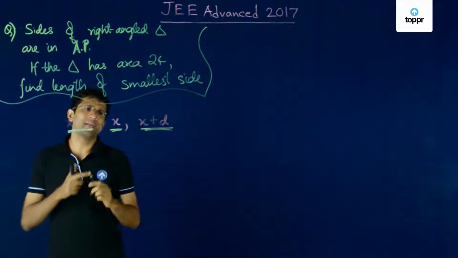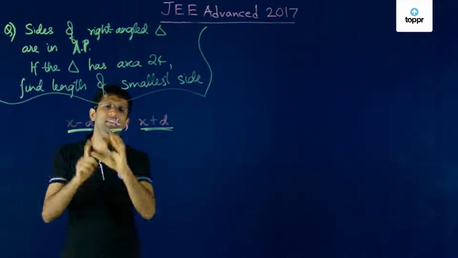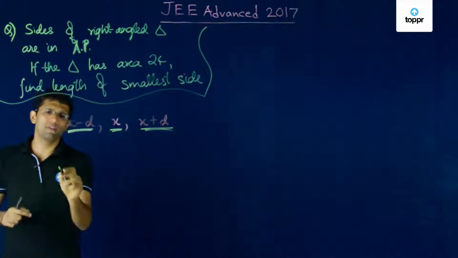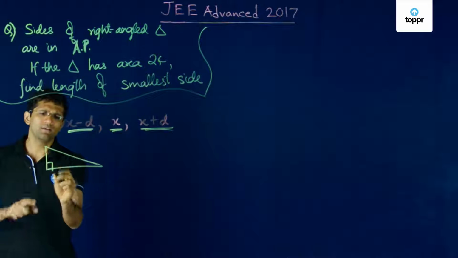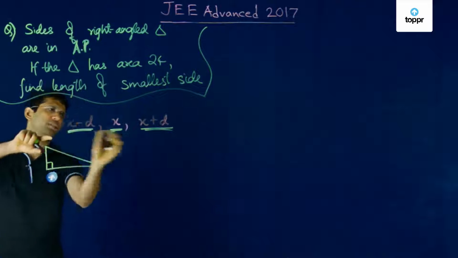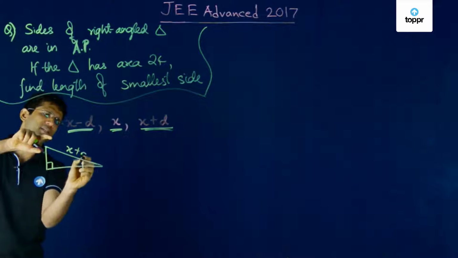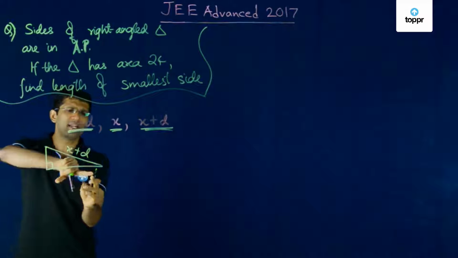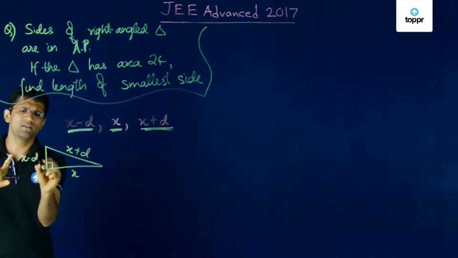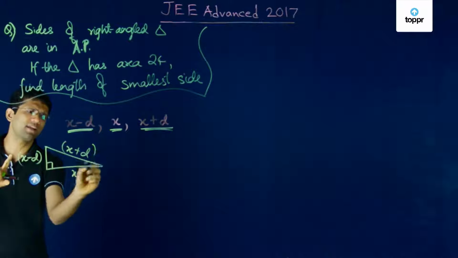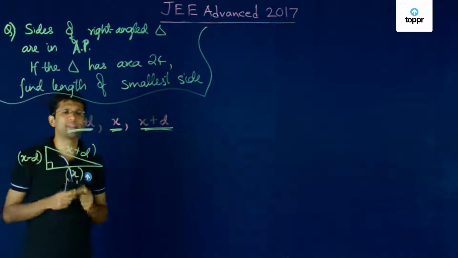Now, note that the largest side is clearly x plus d in this case, and so if we have a right angle triangle that looks somewhat like this, then clearly the largest side is always the hypotenuse, and so this will have the length x plus d. This side, let us assume, has the length x and this will have the length x minus d. For this right angle triangle we have to find the length of the smallest side.